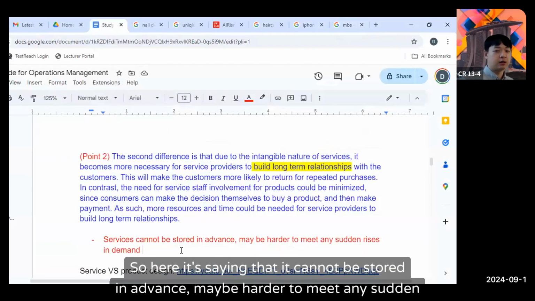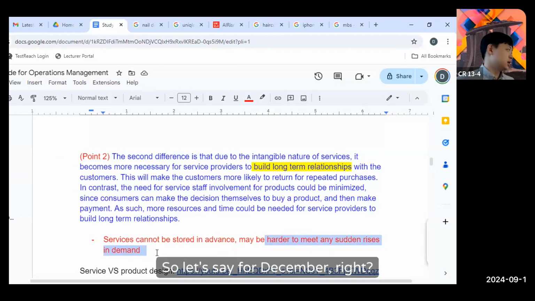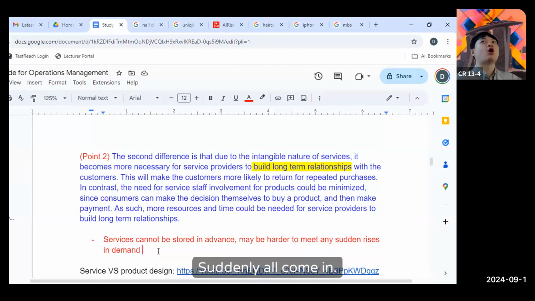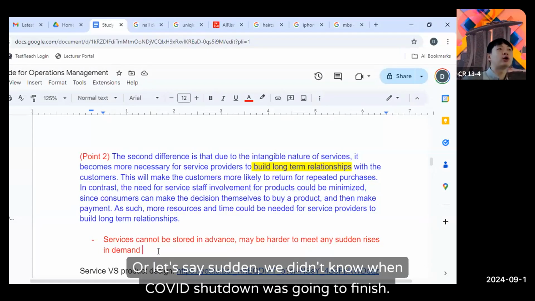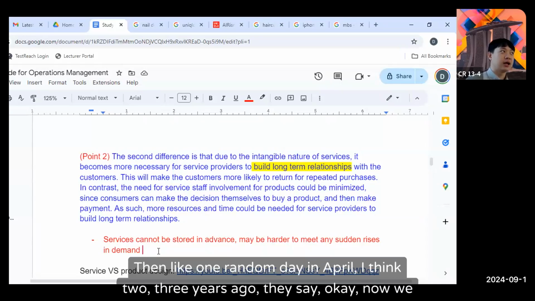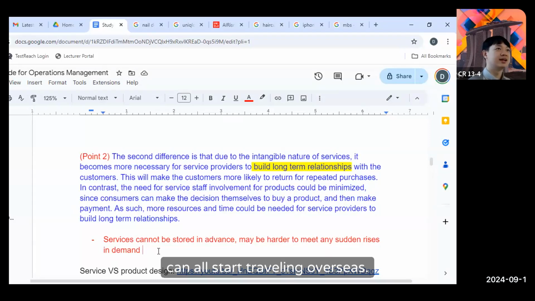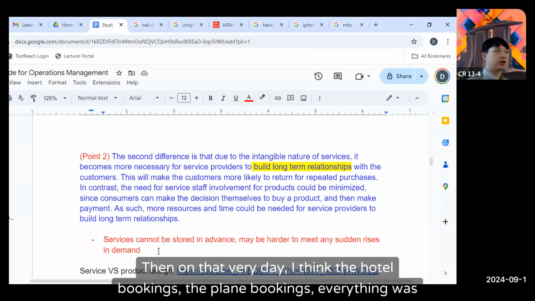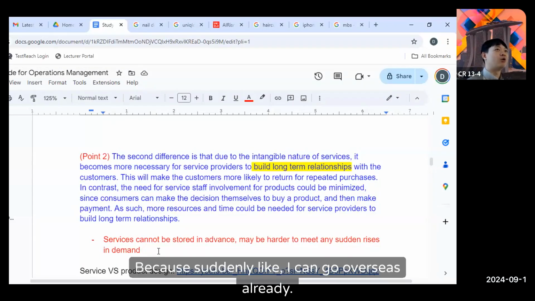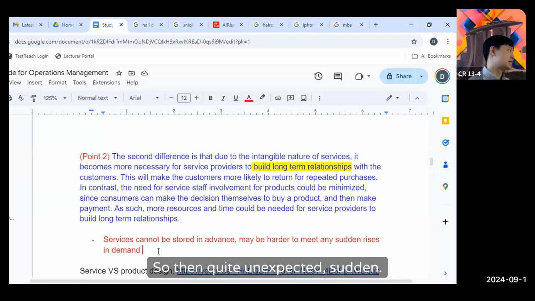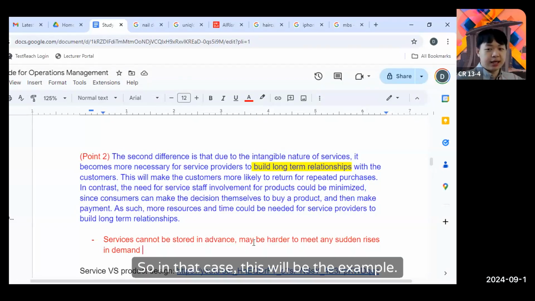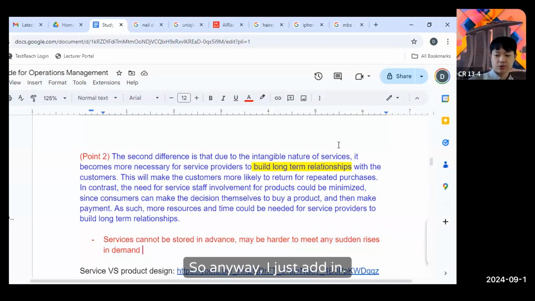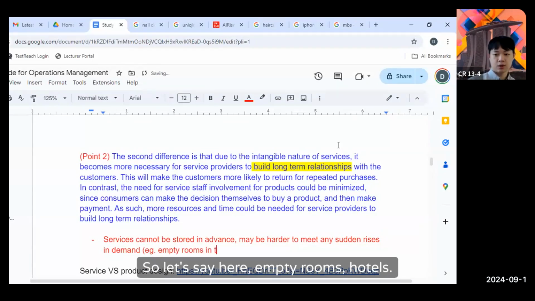So here it is saying that it cannot be stored in advance, so it may be harder to meet any sudden rises in demand. For December, suddenly all come in. Or let's say we didn't know when the COVID shutdown was going to finish. Then one random day in April, 2-3 years ago, they said, okay, now you can all start traveling overseas. On that very day, the hotel bookings, the plane bookings, everything just went boom, because suddenly people could go overseas. It was quite unexpected and sudden, so that will be the example. Anyway, I'll just add in here: empty rooms, the hotels.